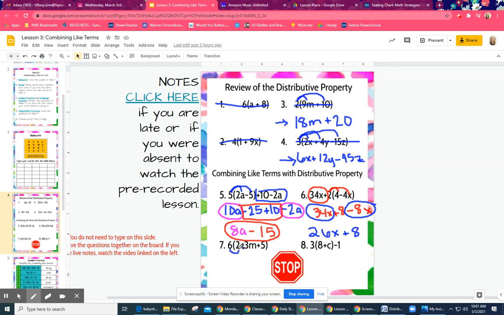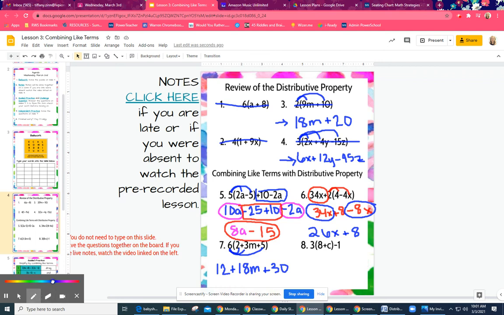I'm going to distribute 6 times 2 to begin. That'd be 12. Plus sign. 6 times 3m is 18m. Let me get rid of that stop sign that's in the way. And then 6 times 5 is 30.